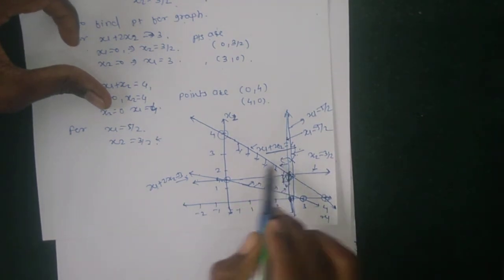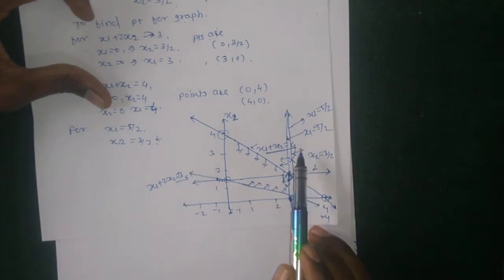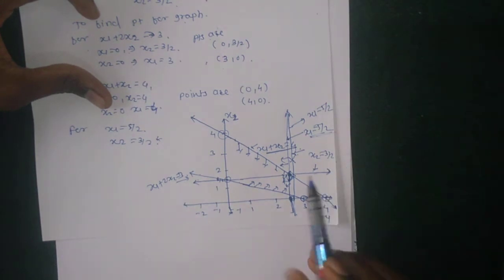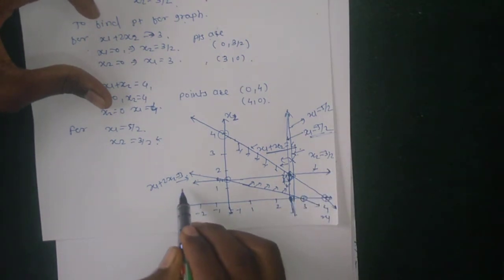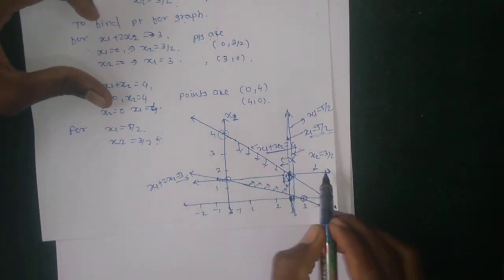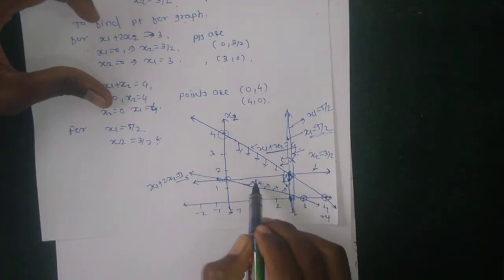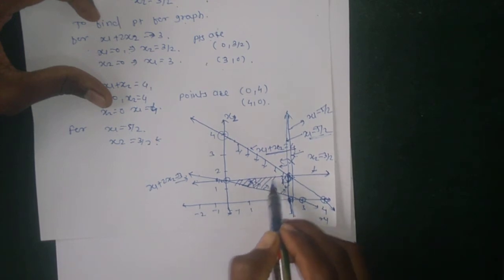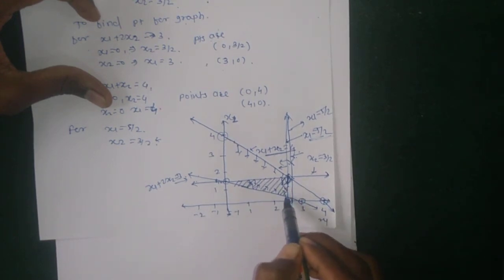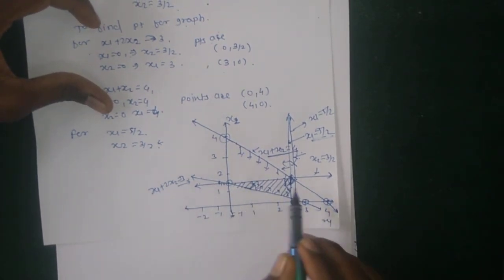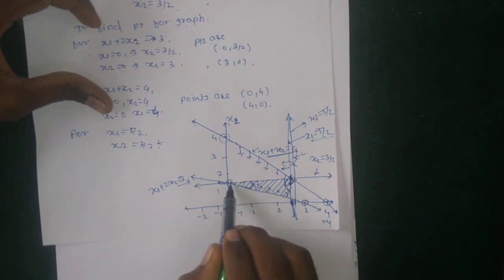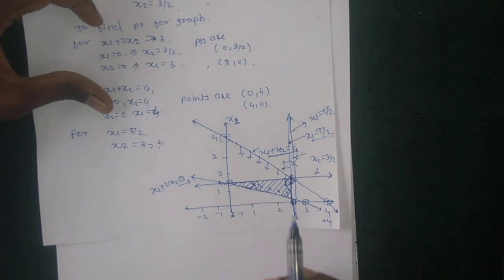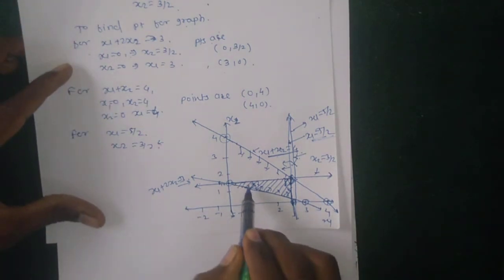Okay, so this is a region. The left side of the region is x1 less than or equal to 5/2, and next is x2 less than or equal to 3/2, which means the region below the line. So the region must be the common region of all the constraints. This is the common region of all the lines.